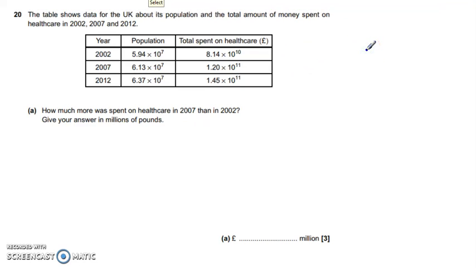Okay, so question 20. The table shows data for the UK about its population and the total amount of money spent on healthcare in 2002, 2007 and 2012. How much more was spent on healthcare in 2007 than in 2012? Give your answer in millions of pounds. Okay, so for this we can definitely use our calculator.